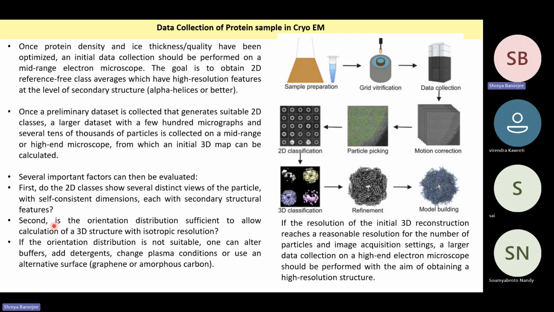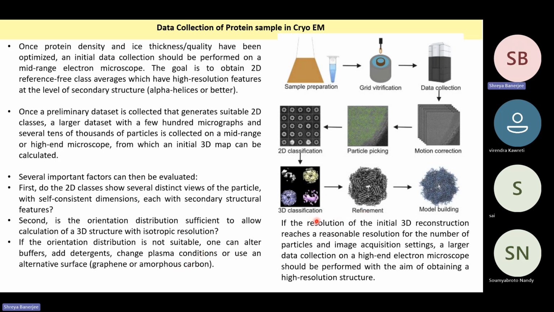The second point is, is the orientation distribution sufficient to allow calculation of a 3D structure with isotropic resolution? So the 2D projections must be obtained from different orientations to properly reconstruct the 3D structure. If the orientation distribution is not suitable, one can alter the buffer, add detergents, change the conditions, or use an alternate film surface to get a better picture of all the different orientations.